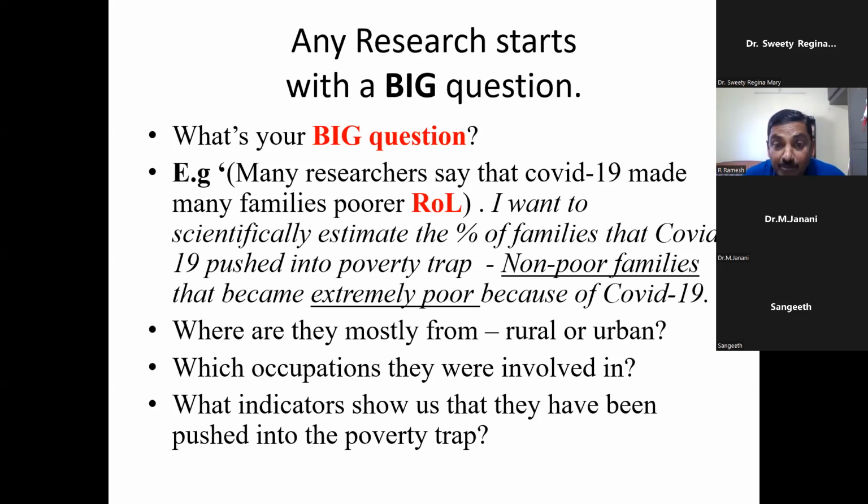Right? And where are they mostly from? Are they from urban or rural areas? Which occupations were they involved in? What indicators show us that they have been pushed into the poverty trap? What makes you think that they have been pushed into the poverty trap? So this is how we start analyzing any research: we have a big question, and within the big question there are several smaller questions like we have here. That's how we proceed, right?